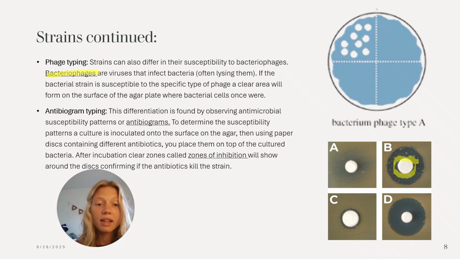Antibiogram typing. This differentiation is found by observing antimicrobial susceptibility patterns, or antibiograms. To determine the susceptibility patterns, a culture is inoculated onto the surface of the agar. Then, using paper discs containing different antibiotics, you place them on top of the cultured bacteria. After incubation, clear zones called zones of inhibition will show around the disc, confirming if the antibiotics killed the strain, just like here as well. That is the zone of inhibition.